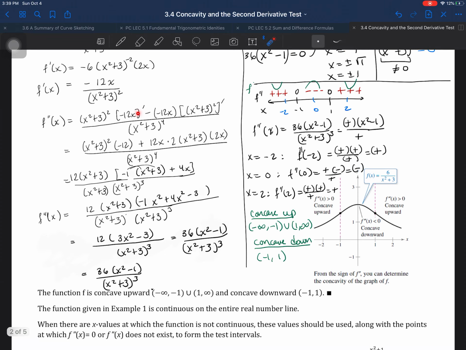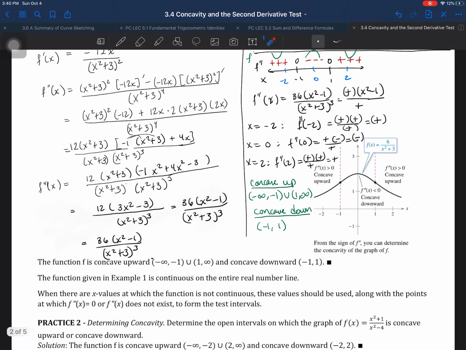This stays the same. The derivative of this is negative 12. This stays the same. The derivative of this, we're going to have to use the chain rule. So it'll be 2 times the inside, subtract 1, multiply by the derivative of the inside, and that gives us that. Then we're going to try to simplify this as much as we can. I recognize that these two terms both have x squared plus 3 as a common factor, and they also have a 12 as a common factor.